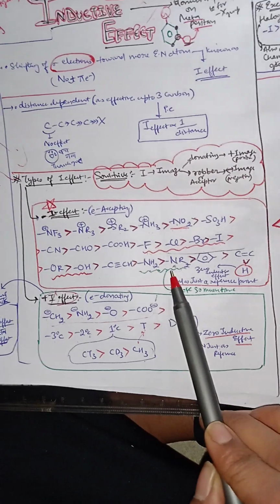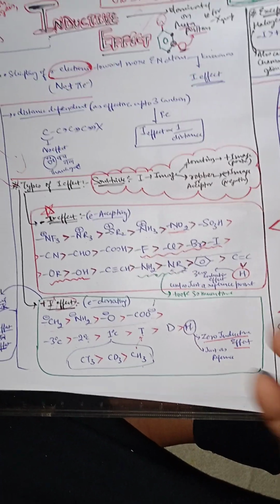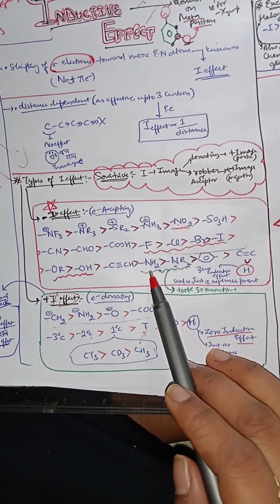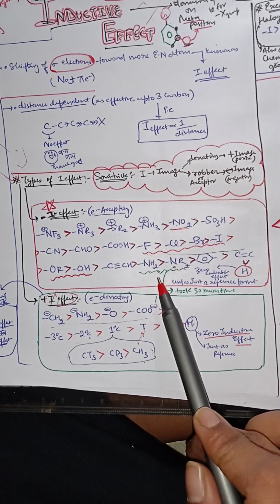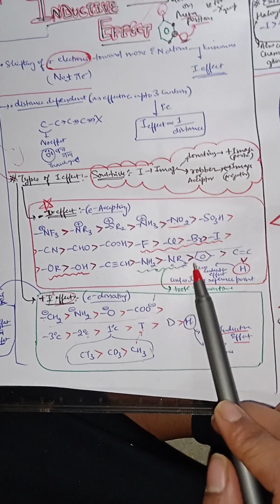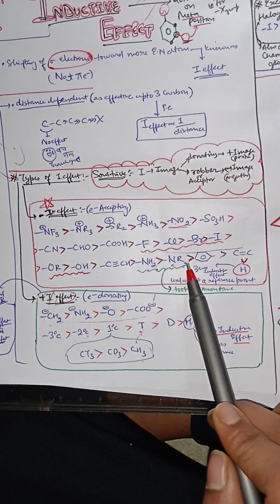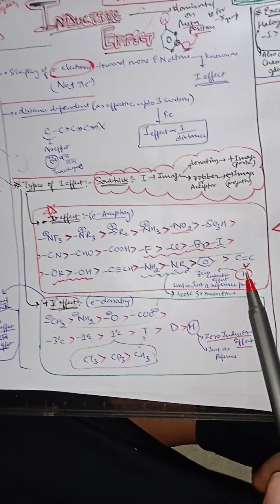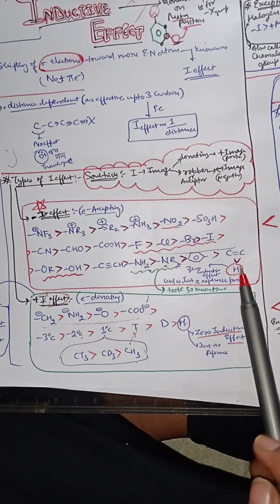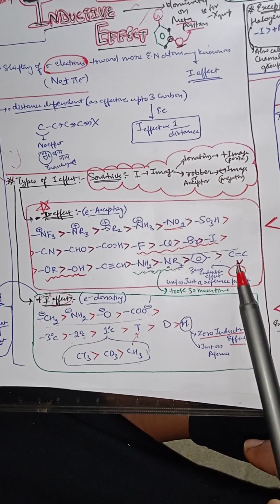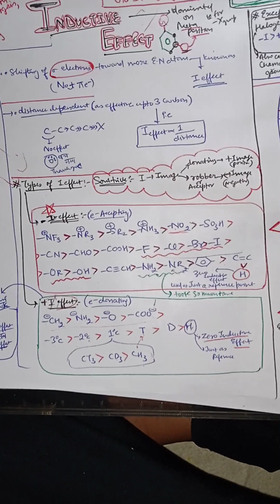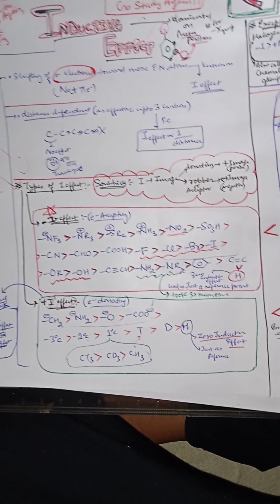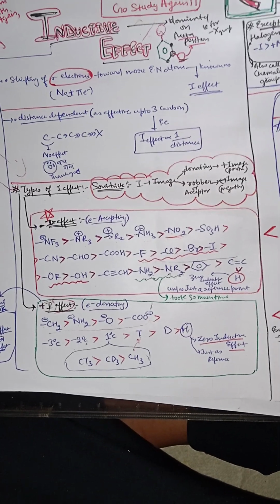So keep in mind NR2 has a lesser minus I effect, even lesser than amine, NS2. Now NR2 more than phenyl more than alkene more than hydrogen. Again I'm repeating this, hydrogen has no effect. It is zero inductive effect. It is used as the reference point, like the weakest child in the classroom used as the reference point, just like that.